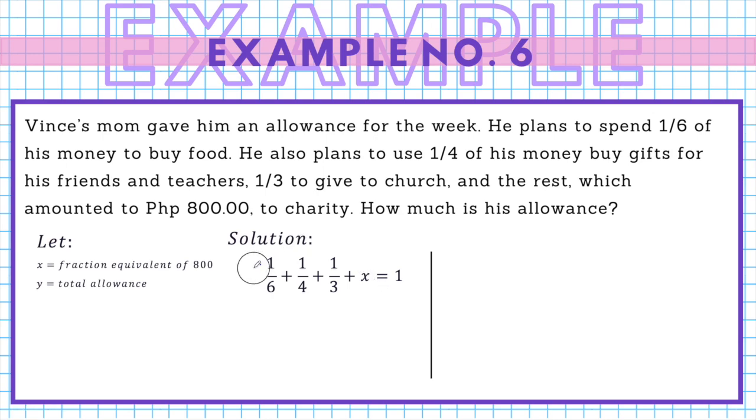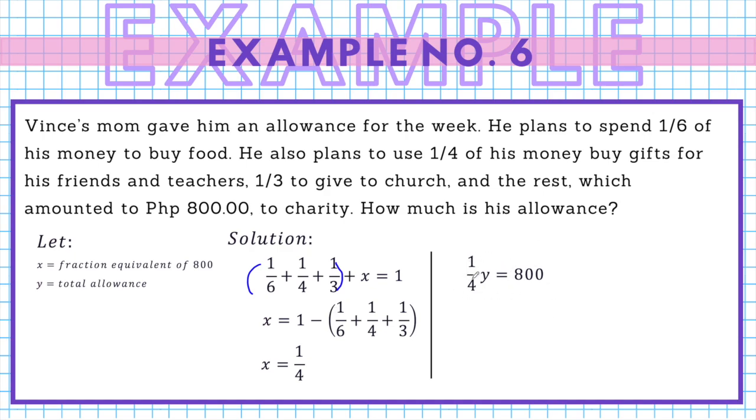We don't know that yet, but we can solve for the variable x in this problem. Adding this and then transposing it to the other side, we can isolate x. So now we have x is equal to 1 minus the quantity of 1/6 plus 1/4 plus 1/3. Now, we can simplify this, where x is equal to 1/4. Since we know that x is equal to 1/4, which is the fraction equivalent of 800, we can get the total allowance. Now, how do I derive this equation?